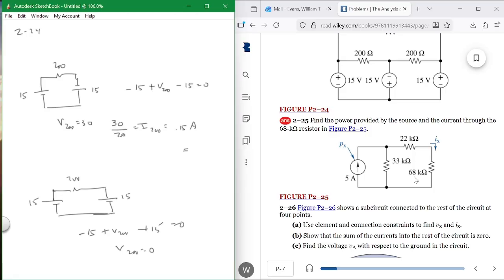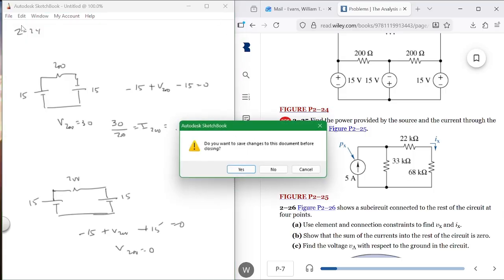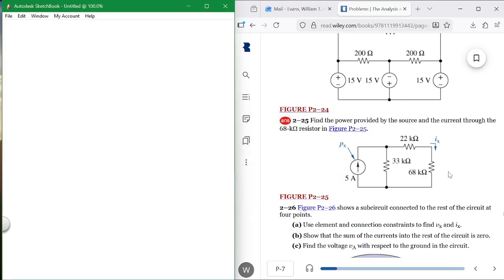This is that current divider problem that we didn't want you to have to do, but we're going to make you do. Okay, so now here are two choices. In 2-25, either convert everything to voltage, or use current divider.